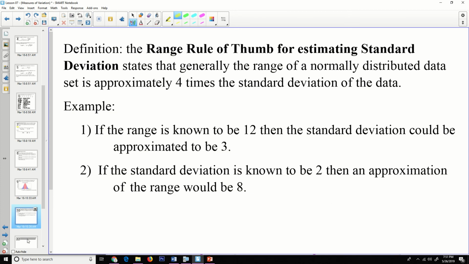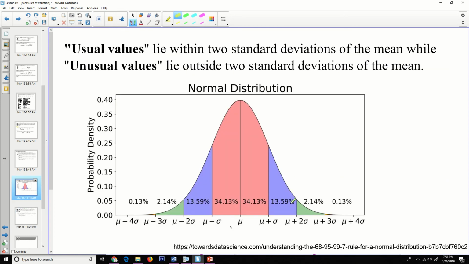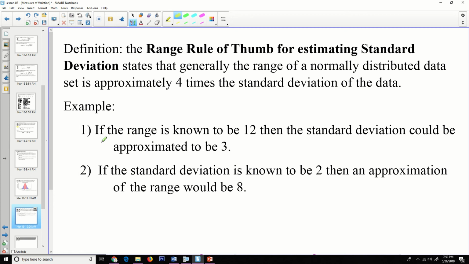And so what we have is the range rule of thumb for estimating standard deviation. It states that generally the range of a normally distributed data set is approximately 4 times the standard deviation of the data. And that makes sense because clearly most of those data pieces should lie within those 4 standard deviations. And so we can make some conclusions and some approximations.